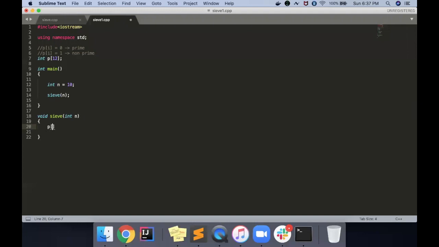I know here P of 0 is not a prime number, and that I am doing manually. So these are my base conditions: P of 0 is not a prime number and 1 is also not a prime number, so I'm just marking them as 1.